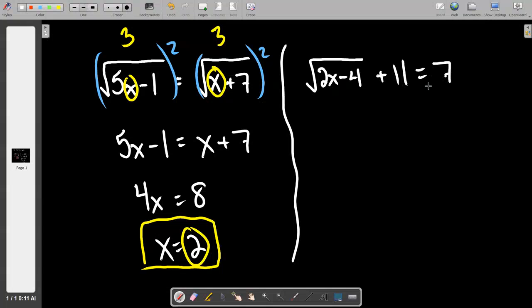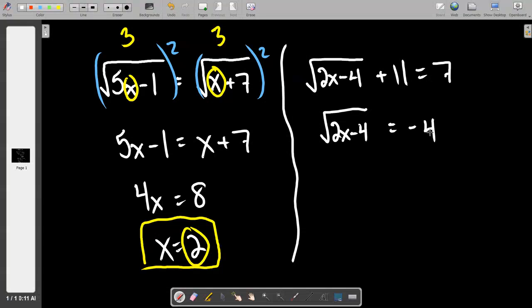Some people, I don't know if it's poor listening or what it is, would just go, I'm going to square both sides. And of course, that's not smart. We want to subtract that 11 first, right? And so we're going to take the square root of 2x minus 4 and set it equal to 7 minus 11, which is -4.